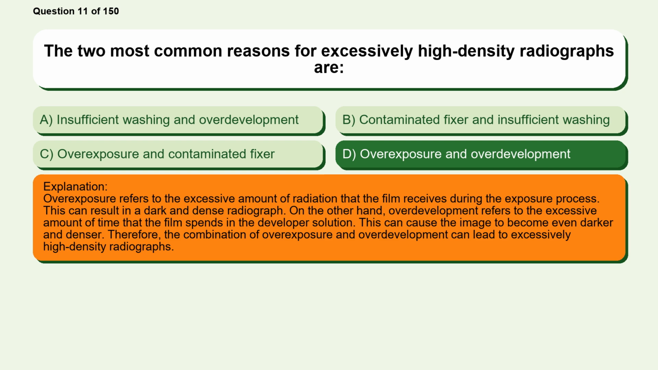Overexposure refers to the excessive amount of radiation that the film receives during the exposure process. This can result in a dark and dense radiograph. On the other hand, overdevelopment refers to the excessive amount of time that the film spends in the developer solution. This can cause the image to become even darker and denser. Therefore, the combination of overexposure and overdevelopment can lead to excessively high-density radiographs.